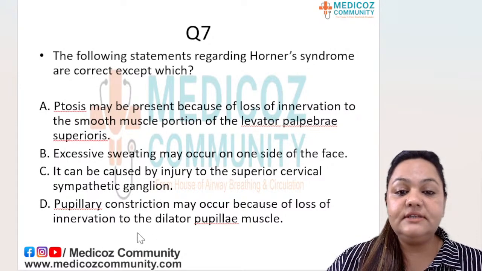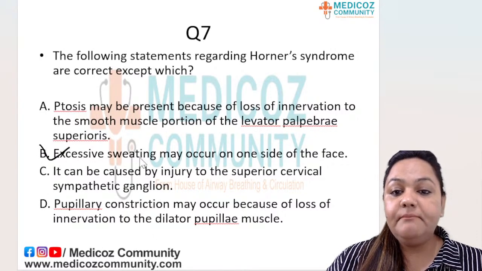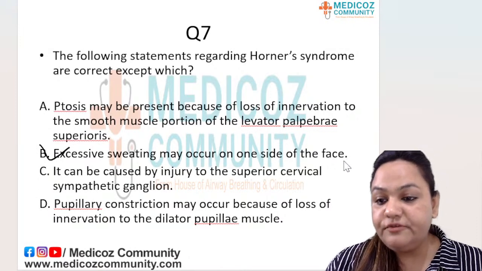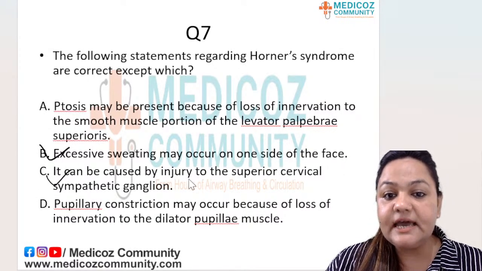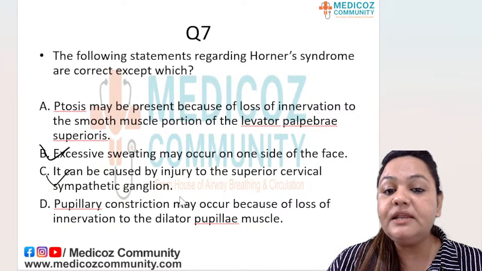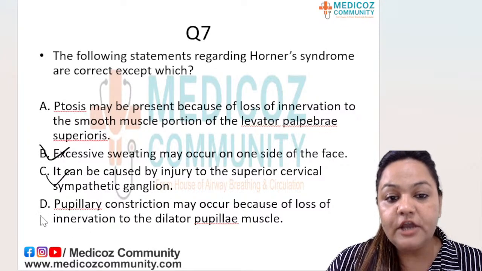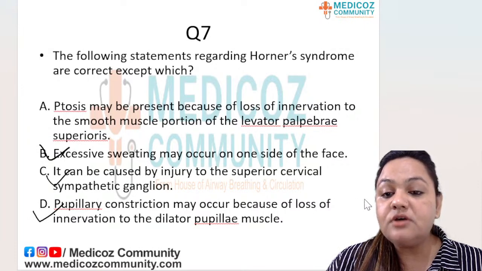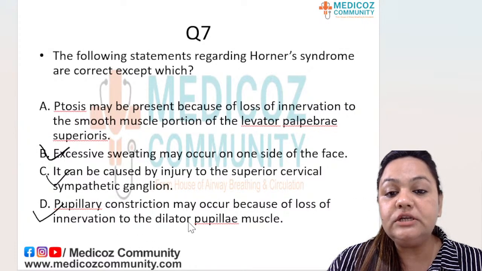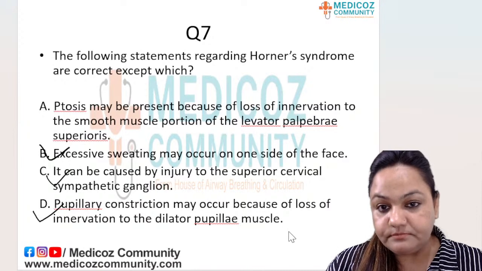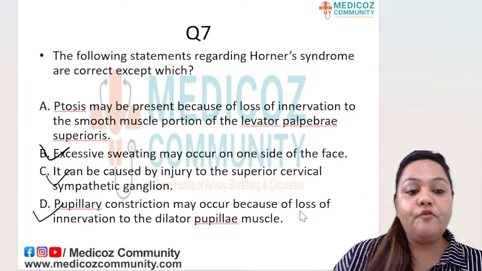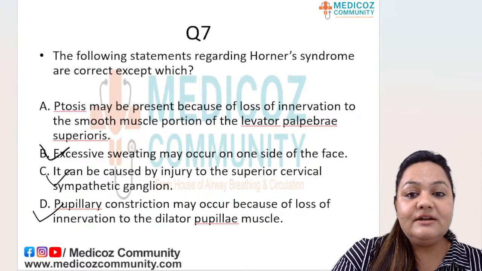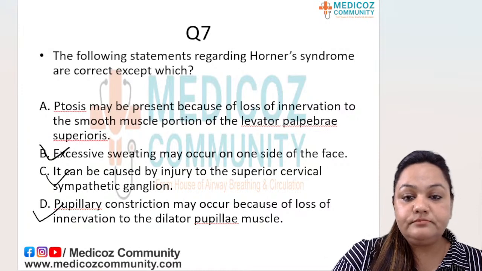Option B, excessive sweating may occur on one side of the face. Option C, it can be caused by injury to the superior cervical sympathetic ganglion. And option D, pupillary constriction may occur because of loss of innervation to the dilator pupillae muscle. Okay, so these are our 4 options. Now we will discuss what this Horner syndrome is.